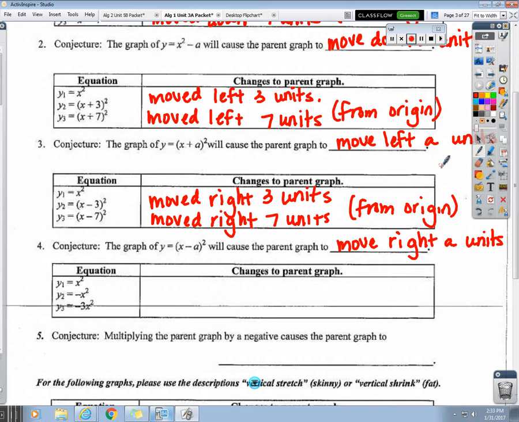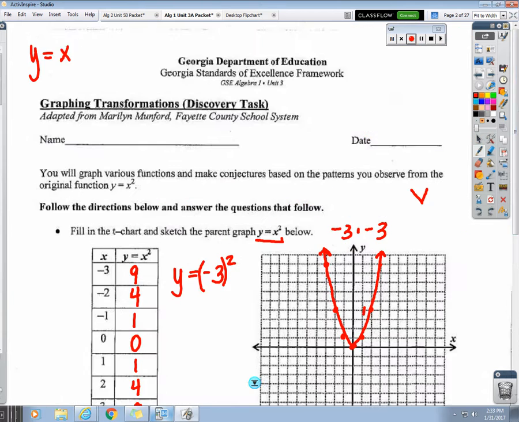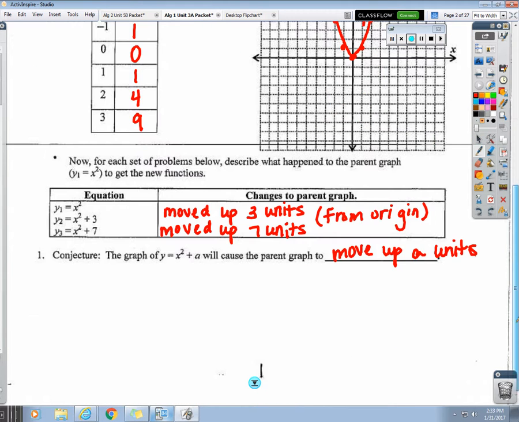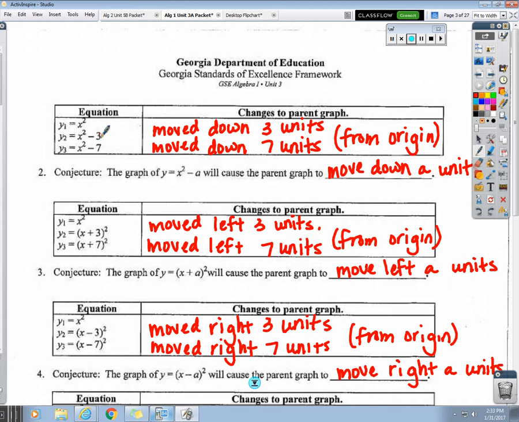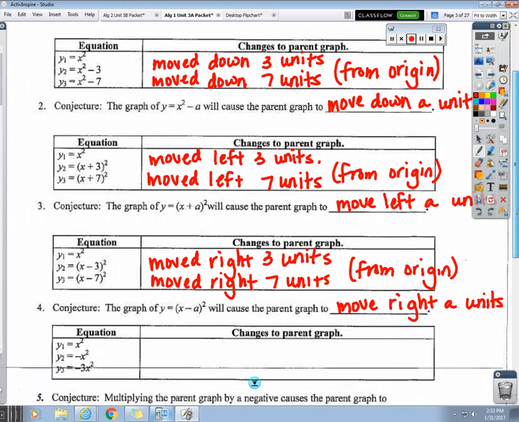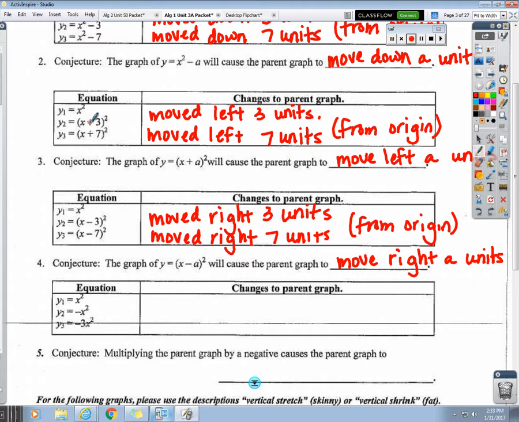Okay, so let me recap again. Here we go. If you just have x squared, and then all of a sudden somebody's put a plus a number, that moves it up by that number, correct? If they decide to put minus a number, it'll move the whole thing down by that number. If they have it in parentheses and it's plus, that's left that many units. If they have it in parentheses and it's a minus, it's right that many units.